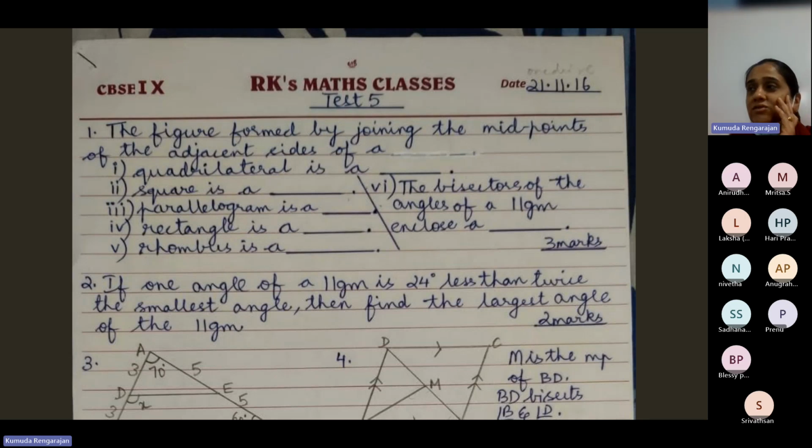What about the bisectors of the... I think we haven't still done that proof. That will come only in circles, so I'll not ask you now. Okay. This one is a rectangle. The bisectors of the angles of a parallelogram enclose a rectangle. So all these proofs we have seen in exercise 8.2.